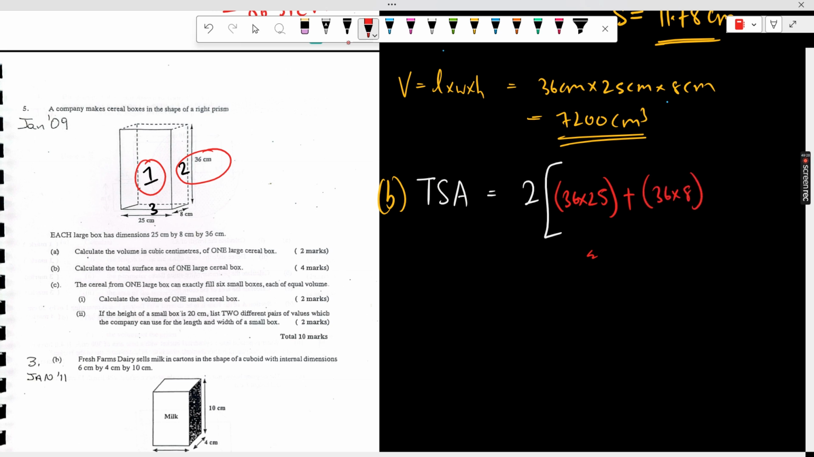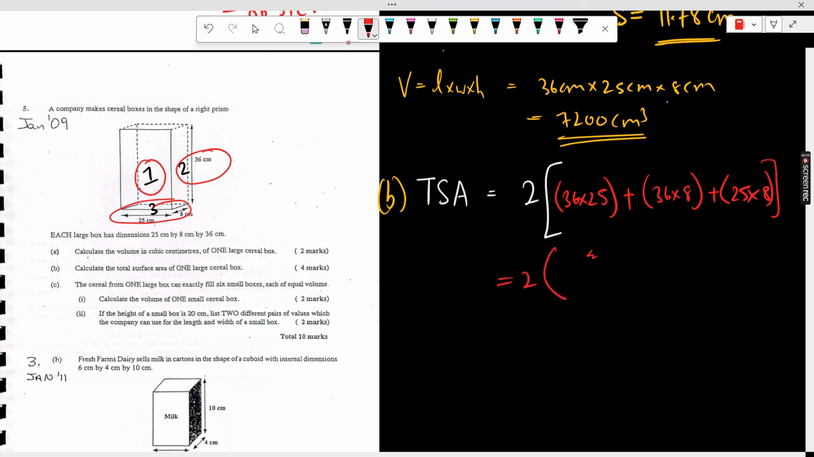In terms of my little thing I'm holding up, I'm going to rotate it, and it will be this side I'm now facing you. So the same height, but the width, of course, is different. And then face three will be the top or the bottom of the prism. And it has dimensions 25 by 8. So we're going to have plus 25 by 8. We work out all of that, and we multiply the result by 2. So this is going to be 2 times.